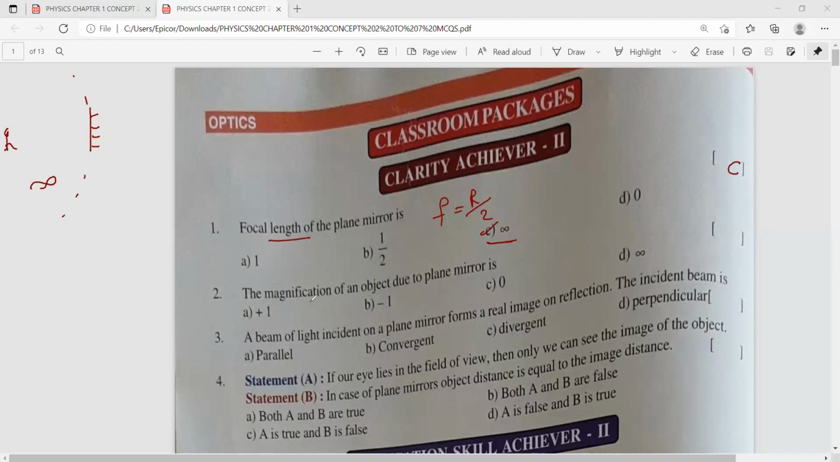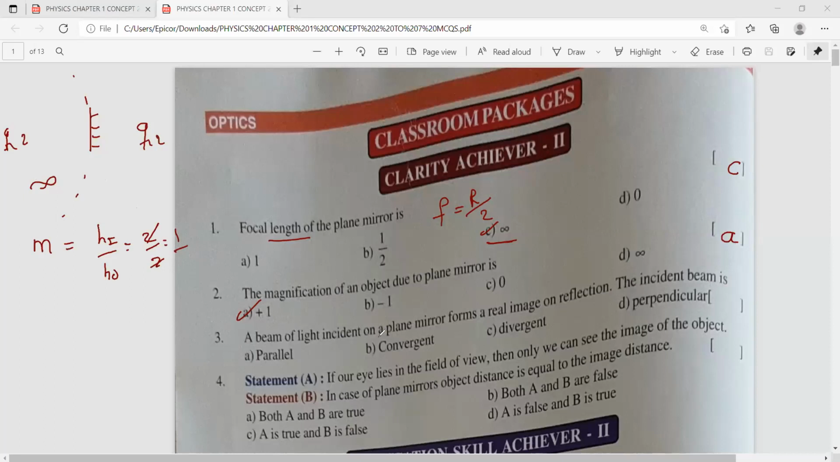Next one: the magnification of an object due to the plane mirror is, what is the magnification? I told you the magnification formula is height of the image by height of the object. So if the height of the object is 2, the height of the image must be 2 only in plane mirrors, right, children? Every day you observe your face in the mirror. Whatever the height of your face, the same height of image you get in the mirror. So it is plus 1. It is just 2 by 2, you cancel, and you always get 1. Right? The second question is clear. It is 1, so the option is A.